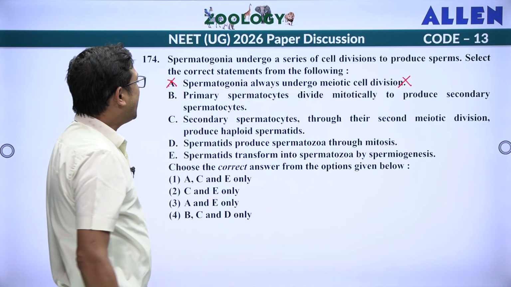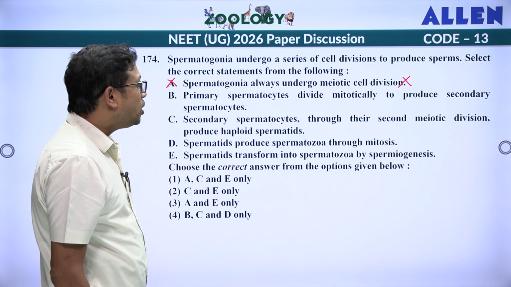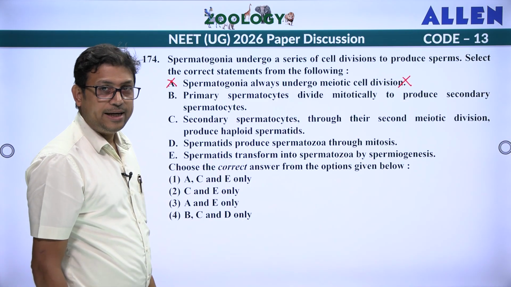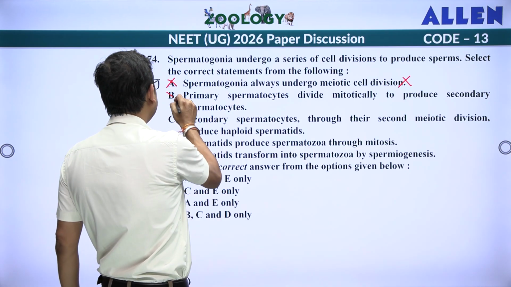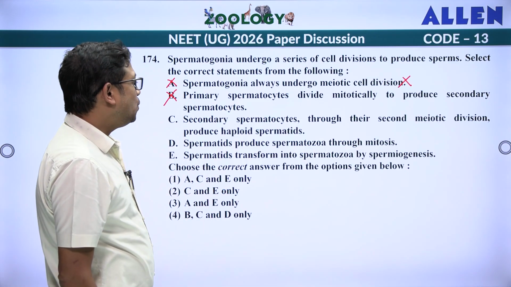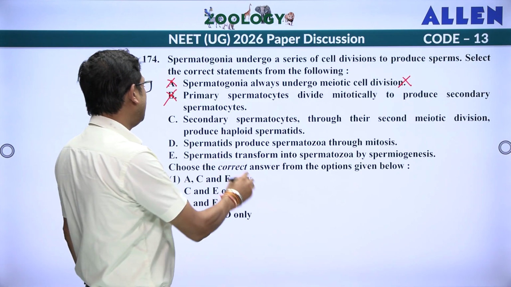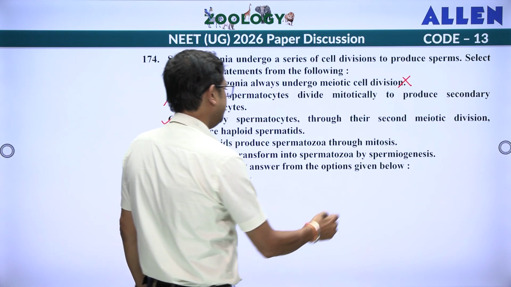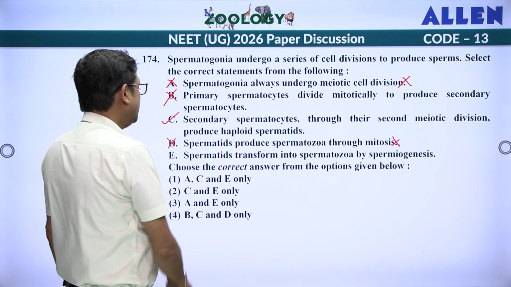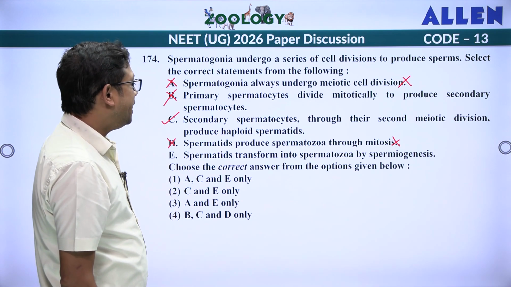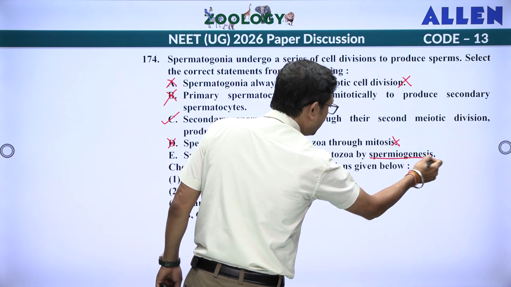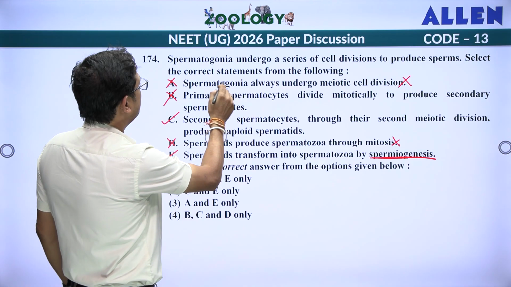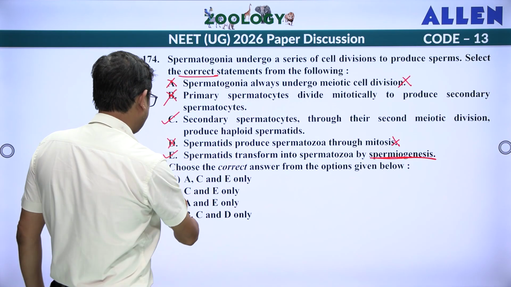A is wrong. Primary spermatocyte divides mitotically to produce secondary spermatocyte. The primary spermatocyte is a meiocyte, the cell which will undergo meiosis, so this is also wrong. Secondary spermatocyte through its second meiotic division produces haploid spermatids. True. Spermatids produce spermatozoa through mitosis. No, this is also wrong. Spermatids transform into spermatozoa by spermiogenesis or spermatolysis. Okay, this is correct. C and E are correct. So the correct statement is C and E, the second one.